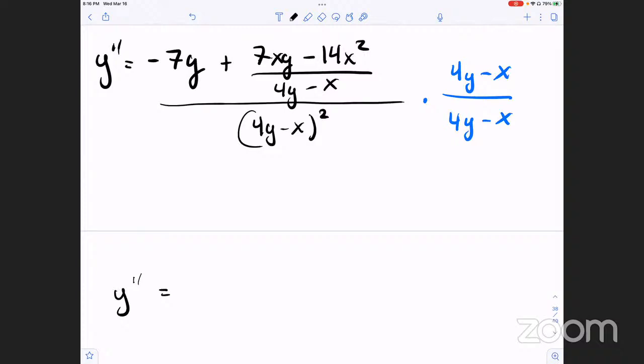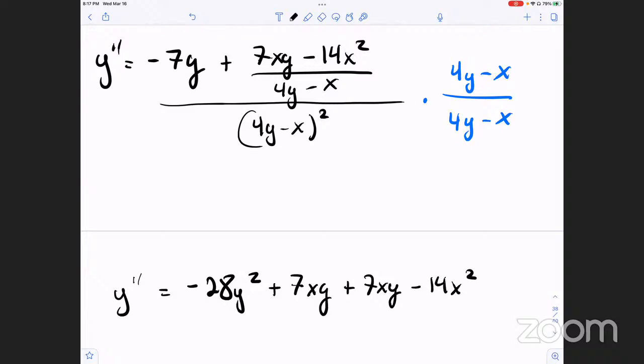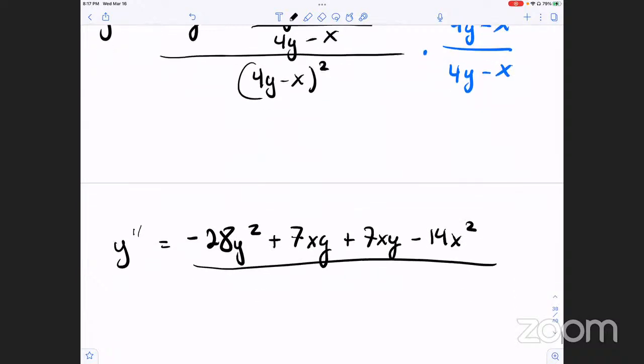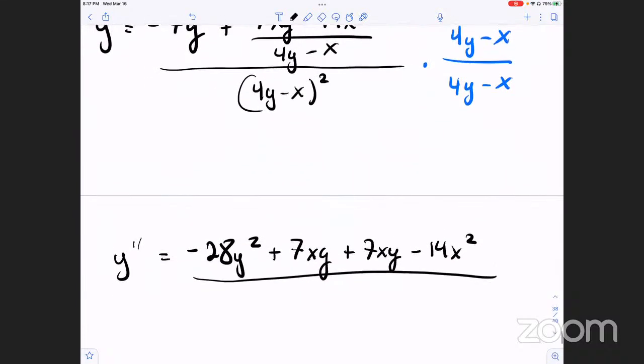Let's do this. We get negative 28y squared plus 7xy. Those two cancel, so then we get plus 7xy minus 14x squared. Okay, I'm pretty sure there's an easier way to go about this. And then on bottom, it looks like we get 4y minus x quantity cubed. Yeah, no wonder I got stuck on this, right?